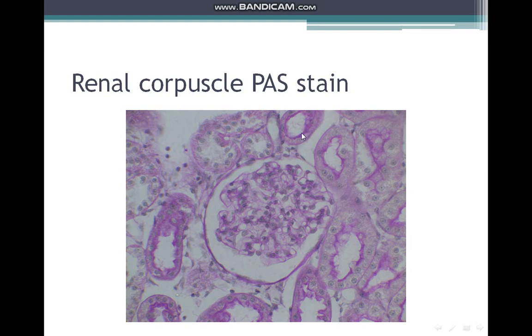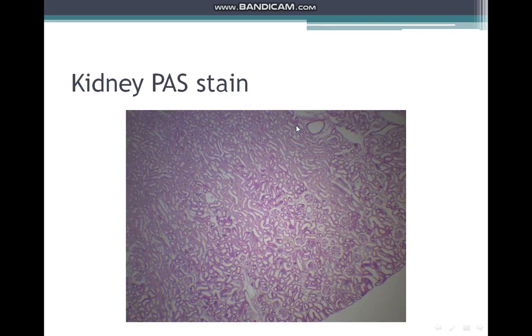PAS stain stains the glycocalyx of the microvilli. These are the site of the glycocalyx of the microvilli. In the distal tubule, we cannot see the purple line, which indicates the absence of the brush border in the distal convoluted tubules, while it is present in the proximal convoluted tubules.